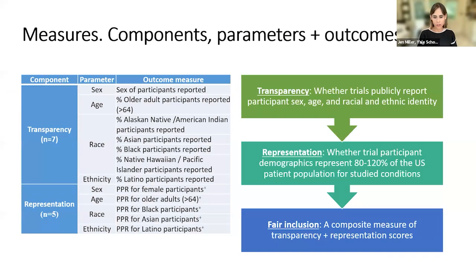So through the Good Pharma Scorecard, we look at three categories of DEIA measures for clinical research. The first one is transparency. We assess whether researchers and sponsors publicly report trial participant demographics. Then we look at representation, assess whether trial participant demographics adequately represent the US patient population with the studied condition, calculated by constructing a participation to prevalence ratio. And then we look at a composite fair inclusion measure, which is the average of transparency and representation scores.